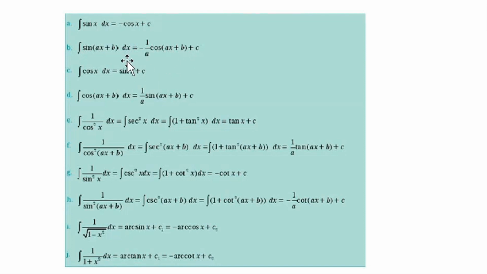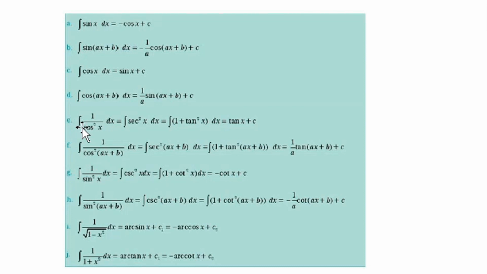Or you can solve that by using the substitution rule, wherein you let u equal ax plus b and then solve for du, and the result will give you this answer of negative 1 over a cosine of ax plus b plus a constant. So letter C and letter D are almost similar. E and F are also similar. And for G and H, they're also similar to each other.